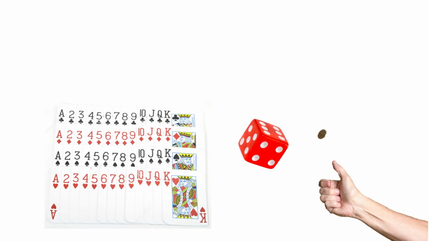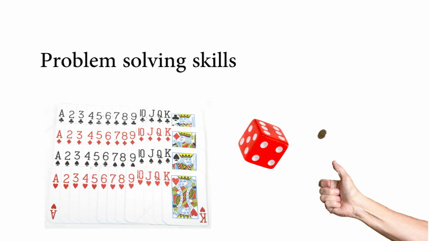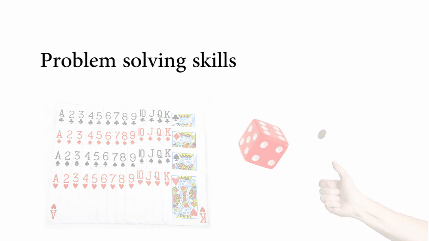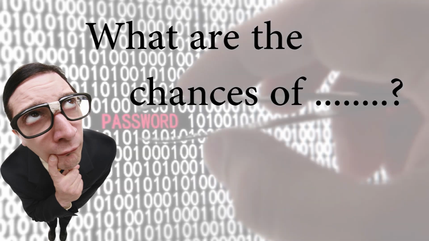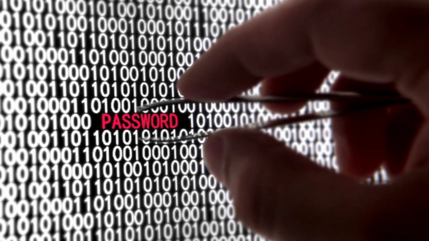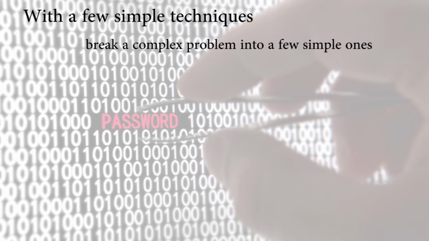Tossing a coin, rolling a dice, or shuffling playing cards are all areas where we can practice our problem-solving skills. On many occasions, you may need to know what the chances or probability is of something happening, such as cracking into somebody's computer account. With a few simple techniques, it is possible to break down a complex problem into simpler elements that makes the whole process easier to understand.